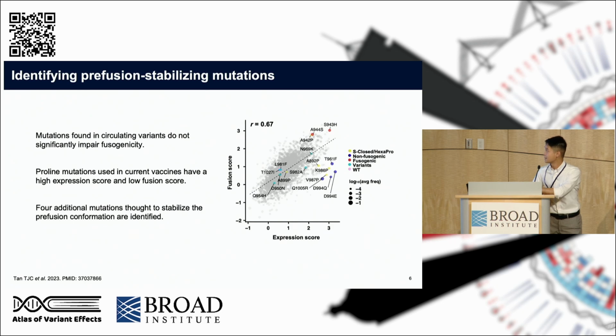We first located that the K986P and the V987P mutations are in this region of the plot. These two mutations, which are found in current vaccines, serve as positive control and suggest that our screening method and strategy works. We identified additional prefusion stabilizing mutations that are indicated as non-fusogenic and proceeded to validate them using flow cytometry.